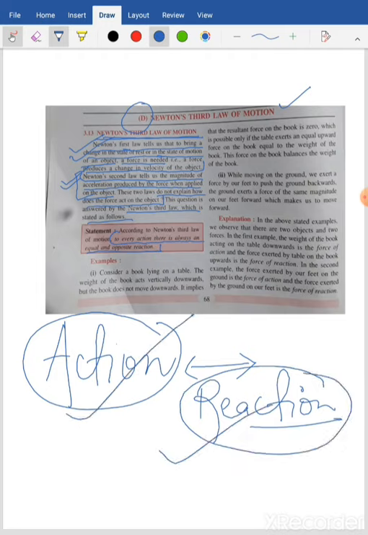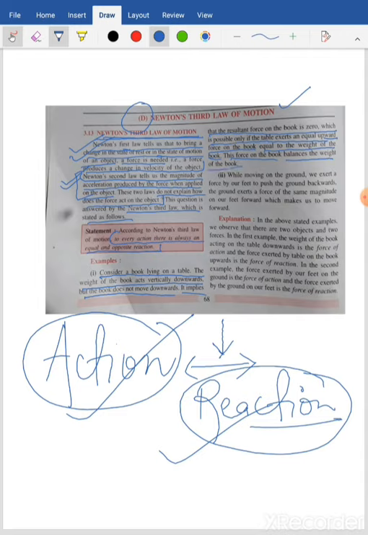Alright, so for example, consider a book lying on a table. The weight of the book acts vertically downward. You know, the weight of an object always acts in the downward direction because weight is the force by which the earth is pulling it. So when the earth is pulling something towards it, it's always in the downward direction, isn't it? But the book does not move downward. It implies that the resultant force on the body is zero, which is possible only if the table is exerting an equal force upward. So the force on the book is equal to the weight of the book. This force on the book balances the weight of the book.